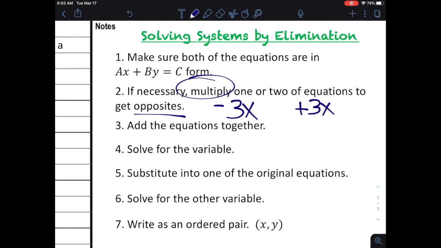Once we have that, we add the equations together. You should be able to solve for a variable and then plug back into the other one and solve for the other variable, and then write it as an ordered pair. Okay, so let's give this a try.